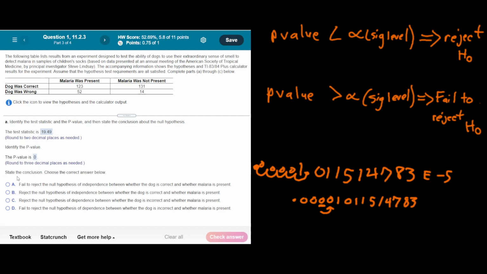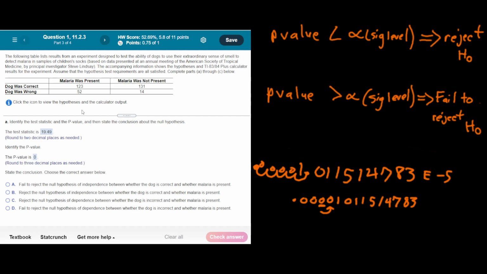All right, anyway, state the conclusion. Okay, so our p-value is 0. 0 is always going to be less than whatever standard, whatever sig level that they have. So this is going to be a reject. And so look at the terminology. So we know it's reject, but look, they have hypothesis of independence. So reject the hypothesis of independence or the hypothesis of dependence. Which one is it? Well, I will tell you this. Your H0, your null hypothesis, will always include independence.